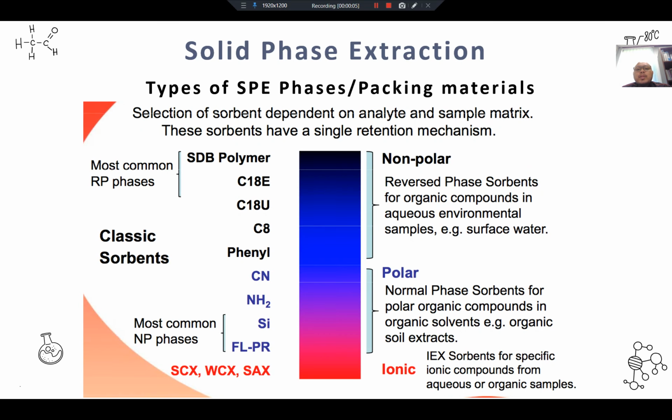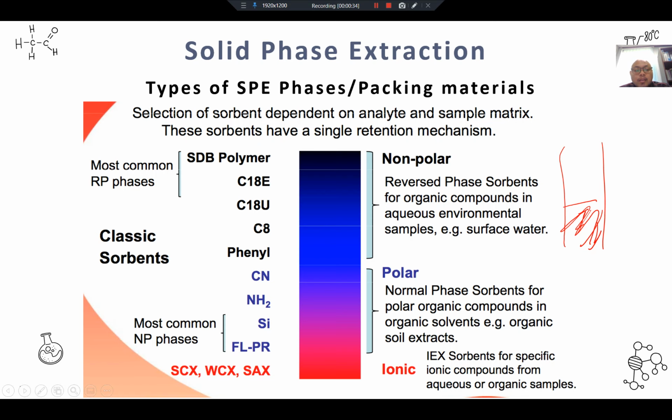Alright, types of SPE phases, packing material: selection of solvent is dependent on the analyte and sample matrix. Depending on this, we choose the solvent in the cartridge, which we call the solvent. So it depends on the analyte, so you need to be very careful. Let's say your analyte is polar, you need to choose a polar solvent. If your analyte is non-polar, you need to choose a non-polar solvent.